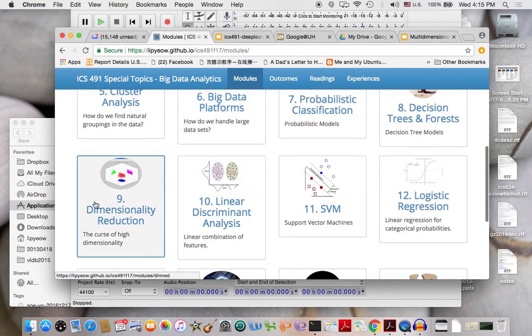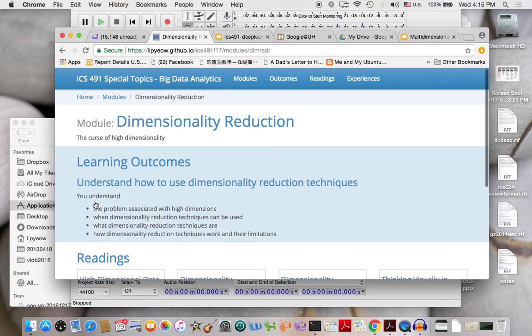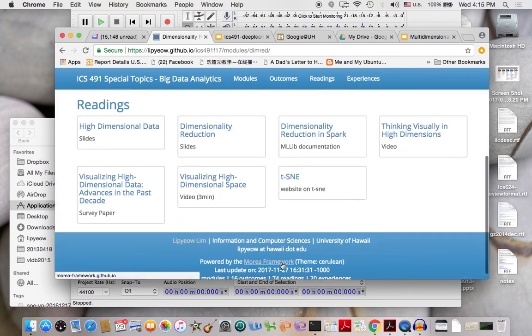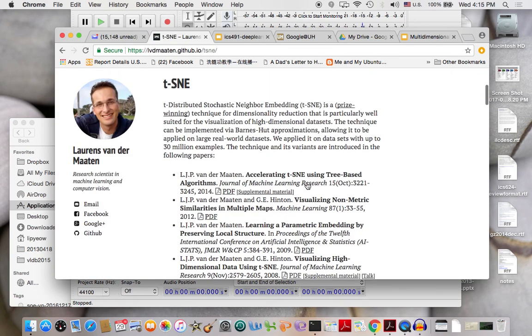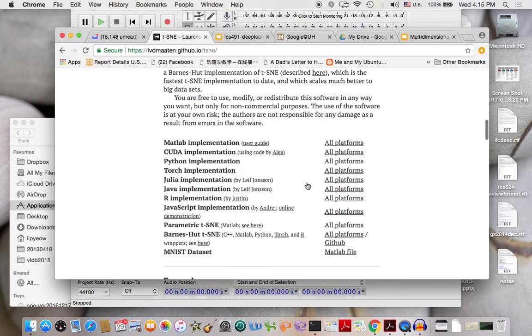Just quickly again, I put some of these links in dimensionality reduction. This is the website on t-SNE. I think this is the video that was shown earlier, and there's a survey paper as well. The t-SNE website has the papers and the implementations, a bunch of them from MATLAB, CUDA, Python, and so on. So all the resources are there.